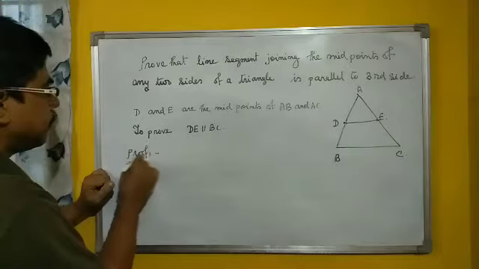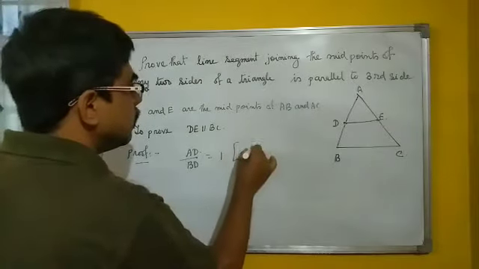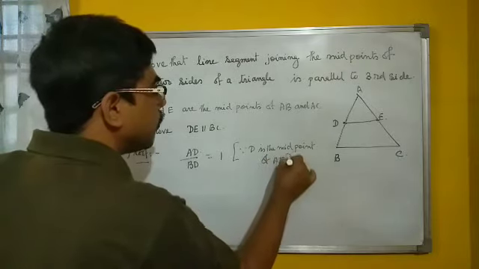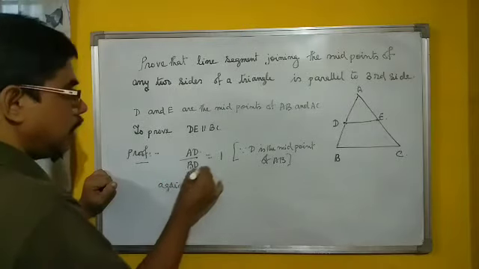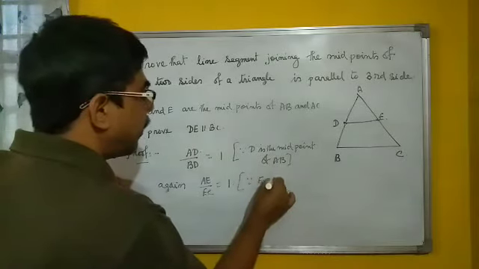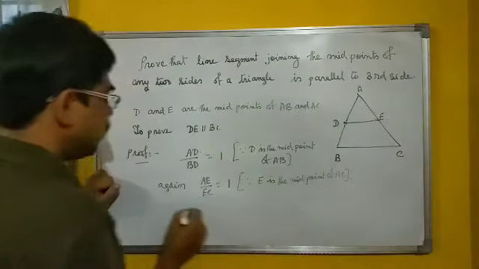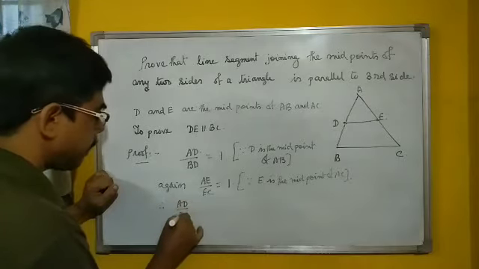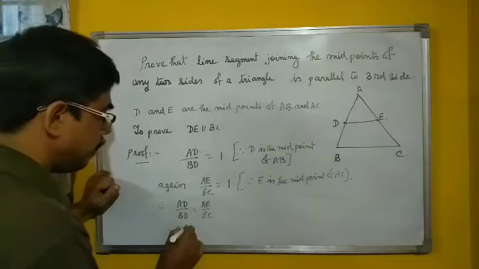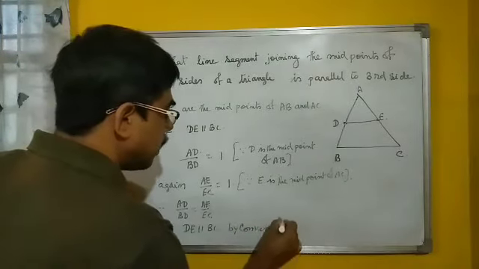So now the proof. If we write AD by BD, that will become 1, because D is the midpoint of AB. Again, if we write AE by EC, that is also 1, since E is the midpoint of AC. So these two ratios are equal. Therefore AD by BD is equal to AE by EC, because both are 1. And if the ratios are equal, then DE is parallel to BC. It is by the converse of BPT.